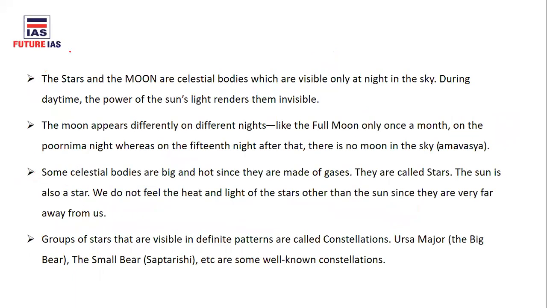All right. A star means a central body, which is the sun. So what is the definition of the star? The star has its own light and energy. So the stars and the moon are the celestial bodies which are visible only at night in the sky. So if you see the stars having their own light, their own energy, they are visible at night, right?